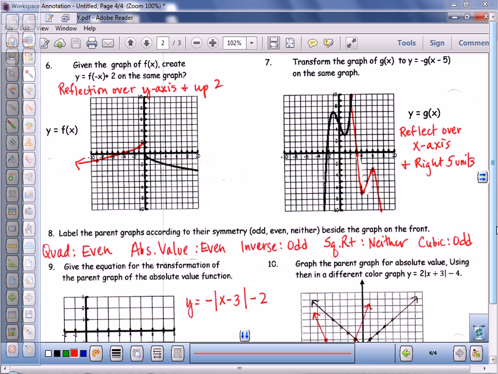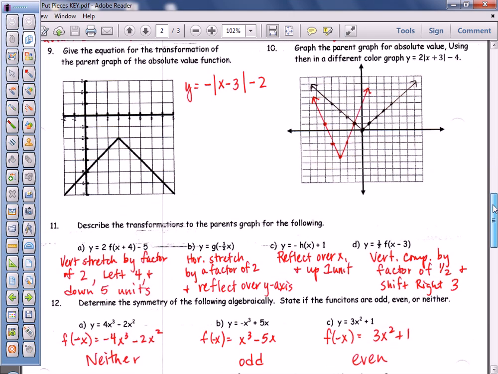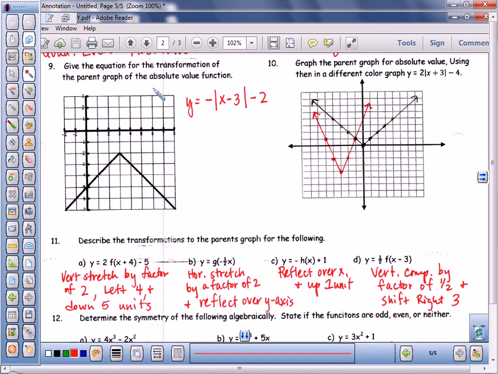Okay, let's take a look at 9 and 10. Okay, so number 9 says, give the equation for the transformation of the parent graph of the absolute value function. Well, the absolute value function looks like this. It opens up this way. So this one's been reflected over the x. That's where the negative came from.